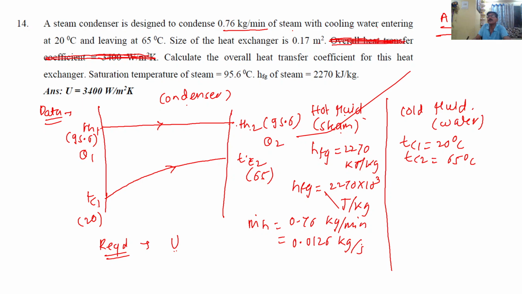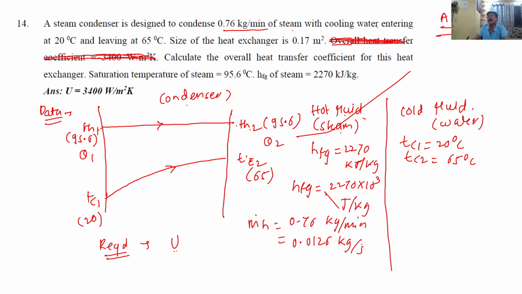So I will take 1 upon 200 plus 1 upon 400. You can take anything as inner and outer, no problem. So if I solve this, I get the answer for U as 133.33 watt per meter square Kelvin. So I got the answer of U also. So two question marks are over.